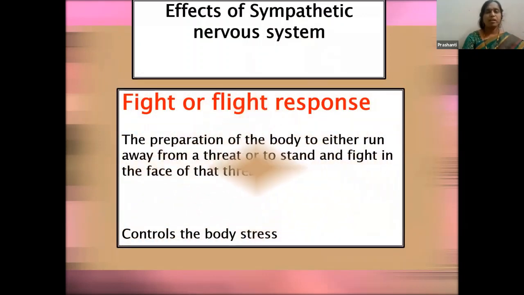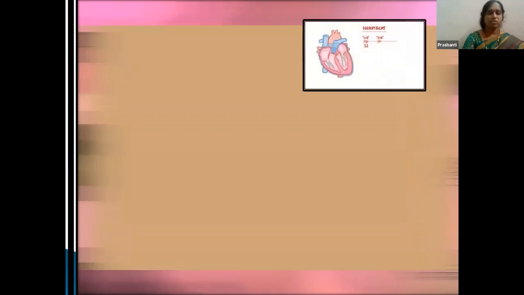And let's see what the effects of the sympathetic nervous system are. As we have learned, children, this is always active when we are under tension or under embarrassment. So it is called the fight or flight response. It is the preparation of the body to either run away from a situation or to stand and fight the situation. That's why it is called the fight or flight response. It controls the body stress. Let's see its effect on the various organs, children.